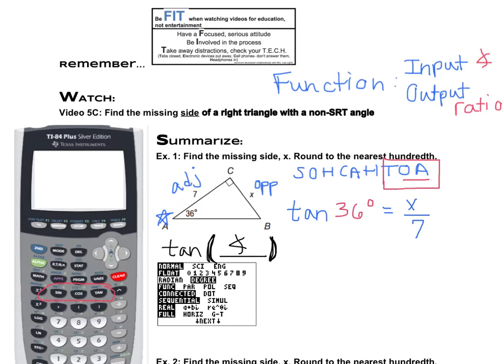So that when I do that, I'm going to get a decimal after I press enter. I'm going to get a decimal that is the ratio of any 36-degree angle's opposite to adjacent sides in a right triangle.